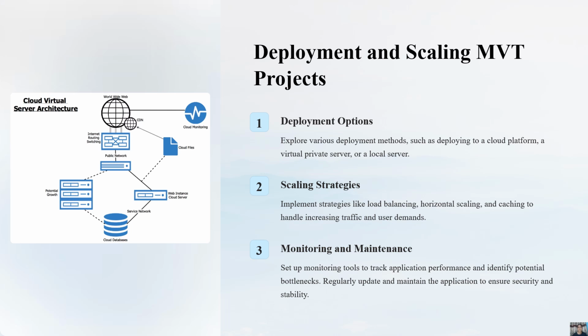Deployment and scaling MVT projects. Deployment options. Explore various deployment methods such as deploying to a cloud platform, a virtual private server, or a local server. Scaling strategies. Implement strategies like load balancing, horizontal scaling, and caching to handle increasing traffic and user demands. Monitoring and maintenance. Set up monitoring tools to track application performance and bottlenecks. Regularly update and maintain the application stability.